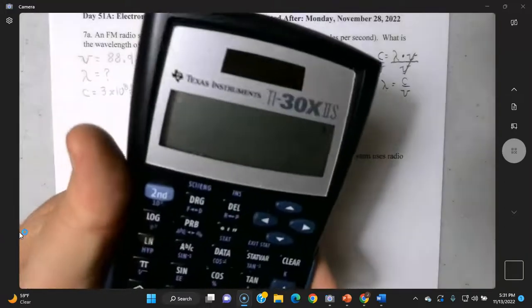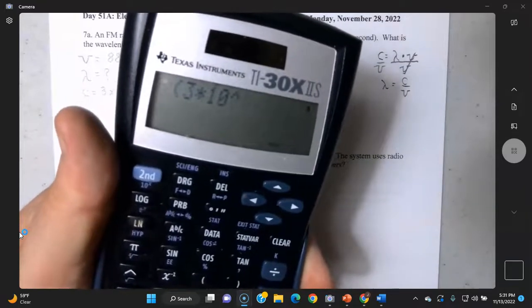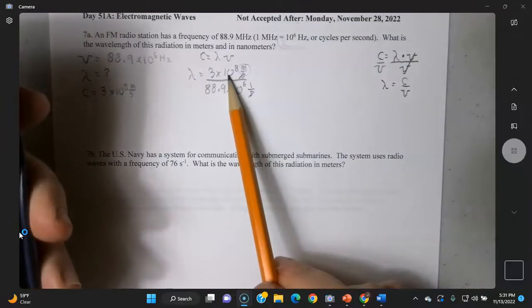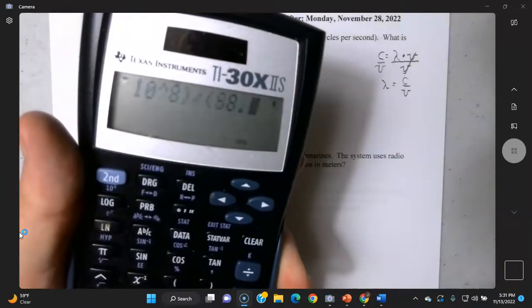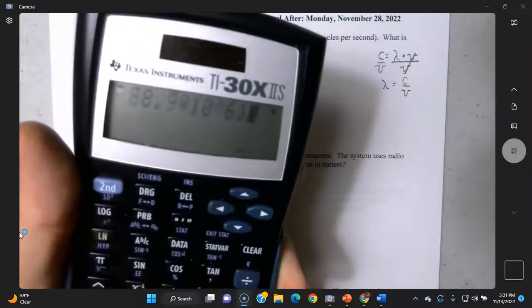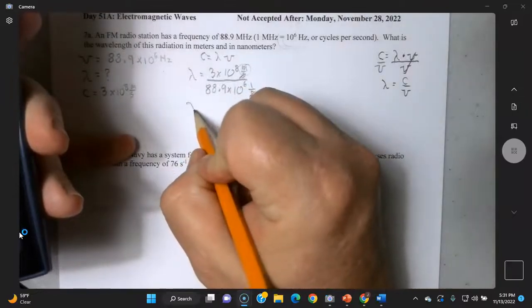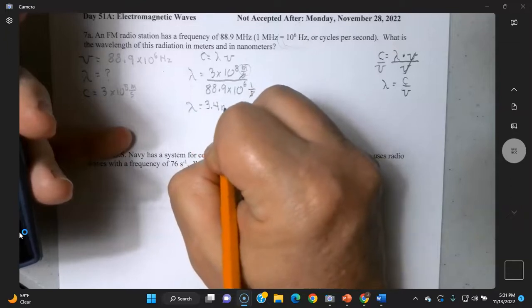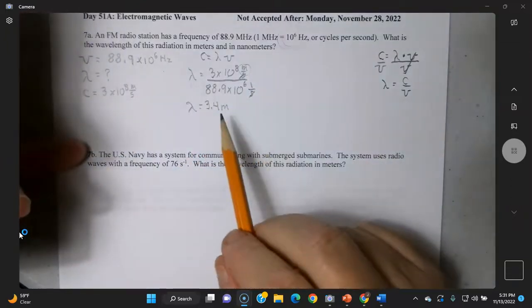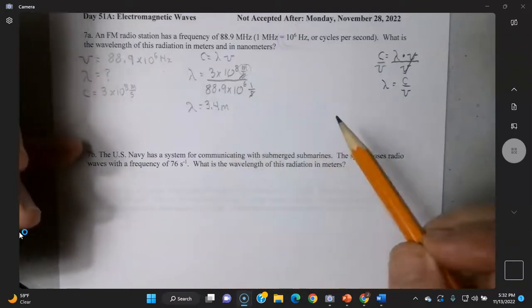So we're going to take parenthesis 3 times 10 caret 8, close parenthesis, that's the c, divided by, and now you want to open another parenthesis, 88.9 times 10 caret 6, close the parenthesis, and that gives us, we're just going to round it, 3.4. So lambda equals 3.4 meters. Okay? And it says also in nanometers, because oftentimes we express these in nanometers, billionths of a meter.